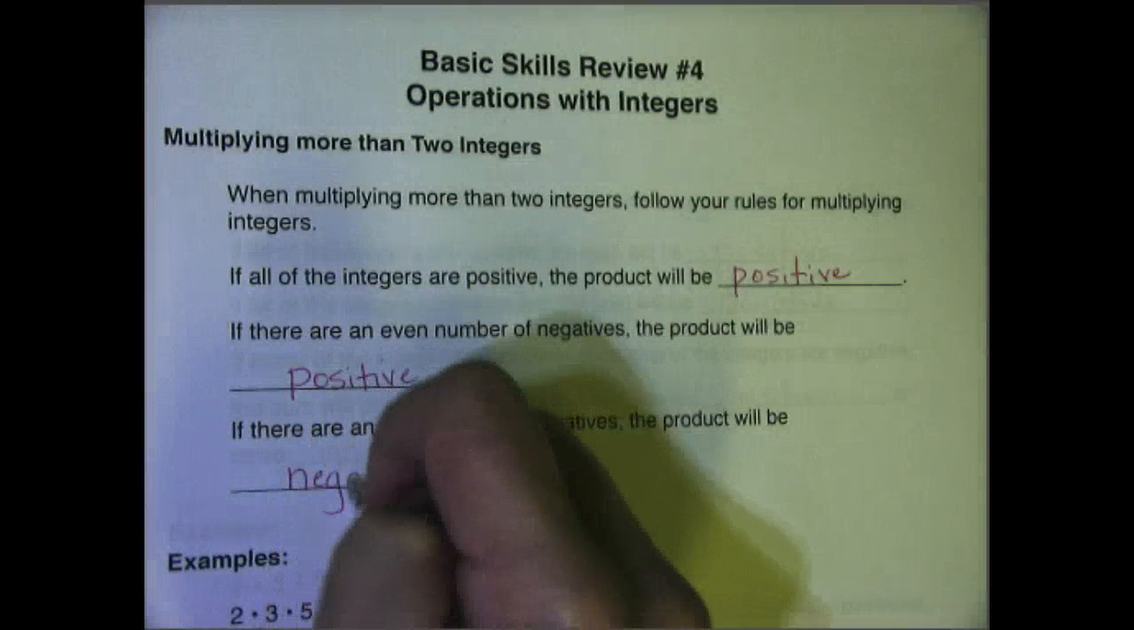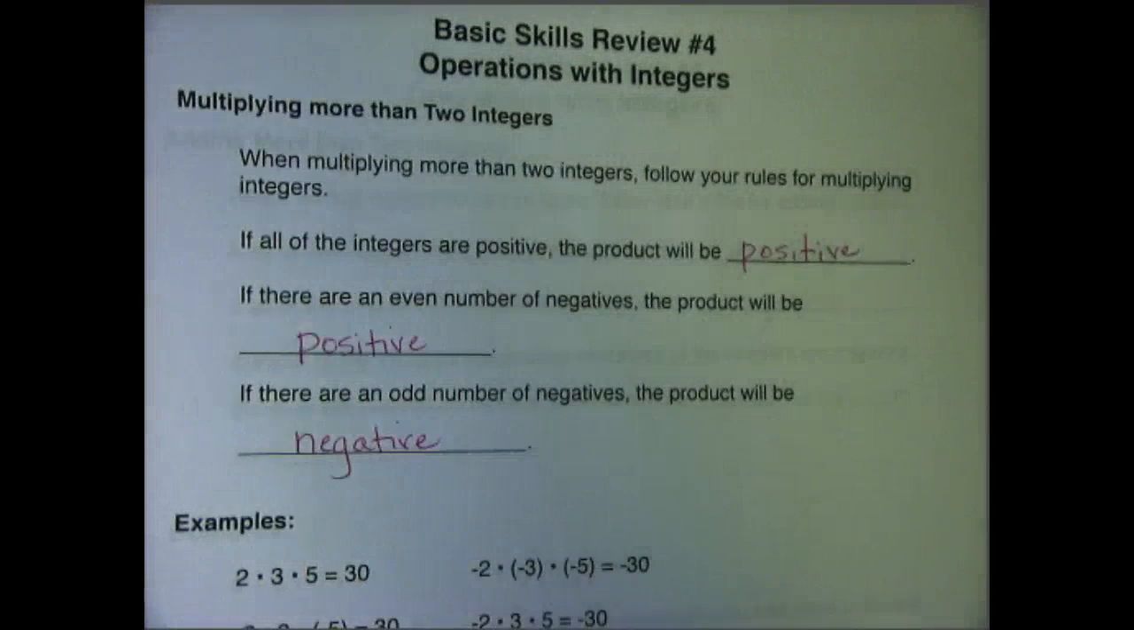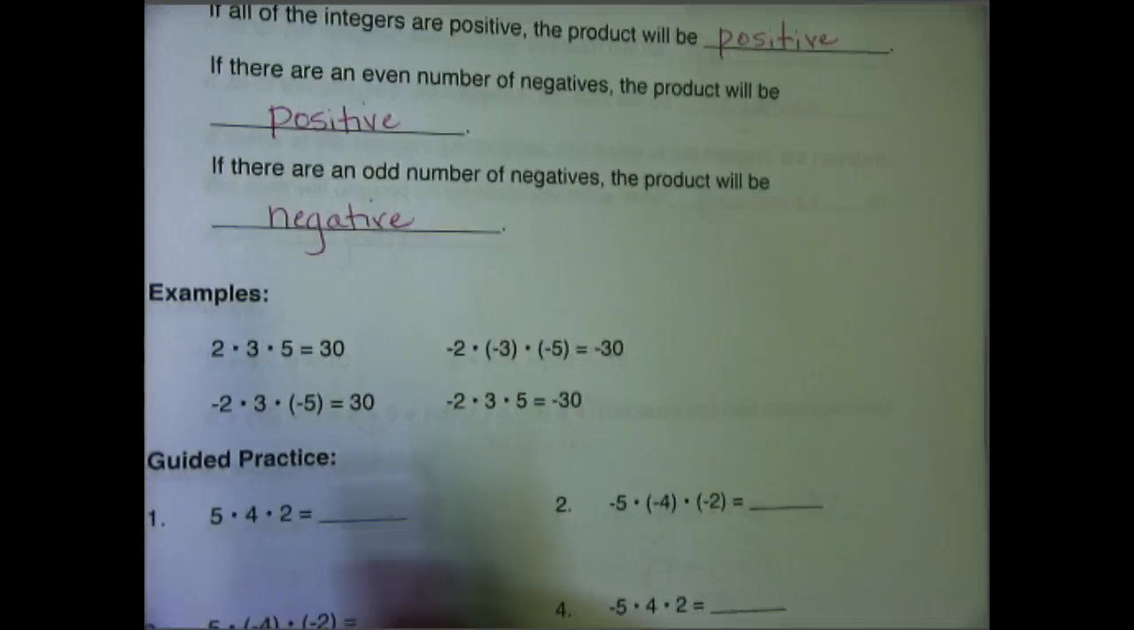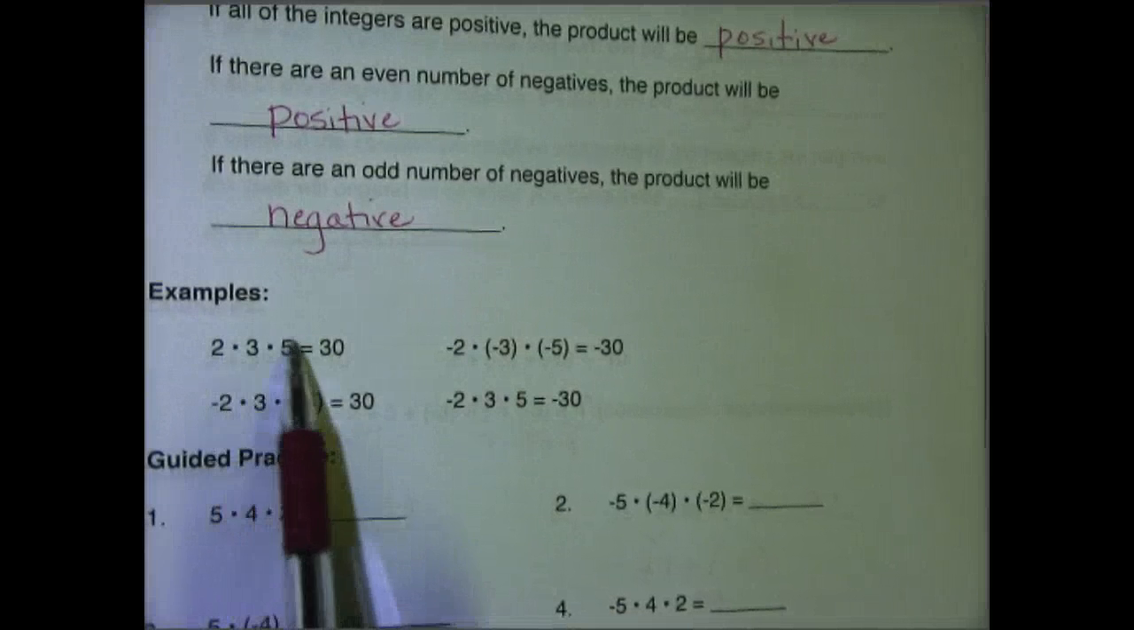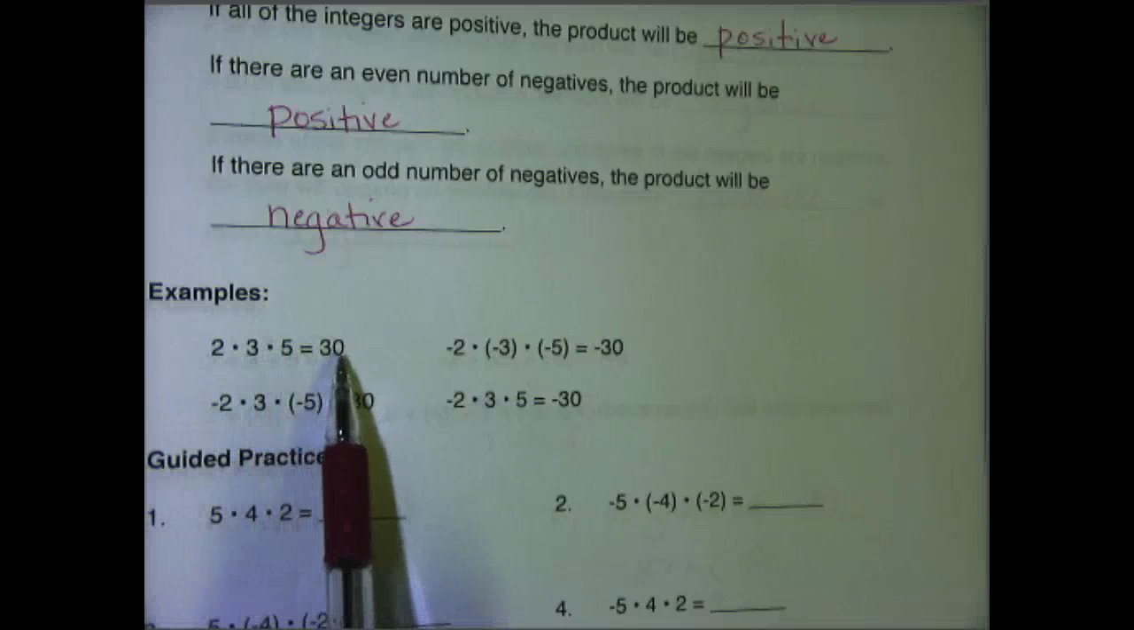We've talked about this before. We've said that anytime you have a negative or an odd number of negatives, your answer will be negative. So let's take a look. All are positive, answer is positive. 2 times 3 times 5 is 30. 2 times 3 is 6 times 5 is 30.